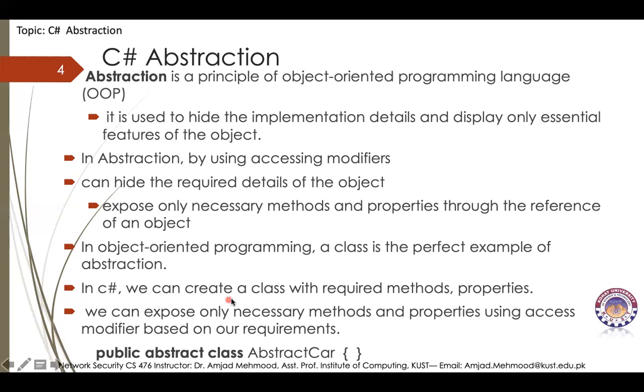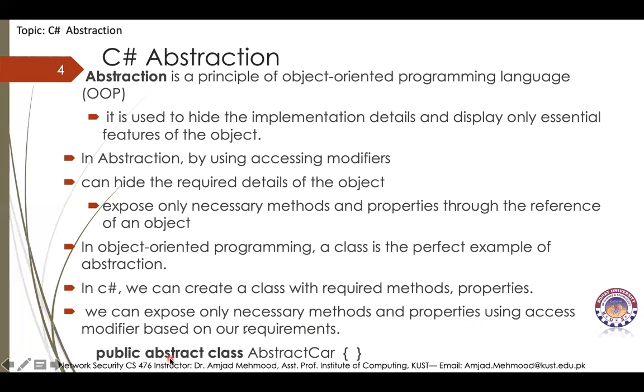In C sharp, we can create a class with required methods and properties. Inside the class you have two things: methods and properties. As you know, in the previous class we made our methods protected, and I'll show again how this is done. But today we will be looking into how we make our properties abstract. We can expose only necessary methods and properties using access modifiers based on our requirement.